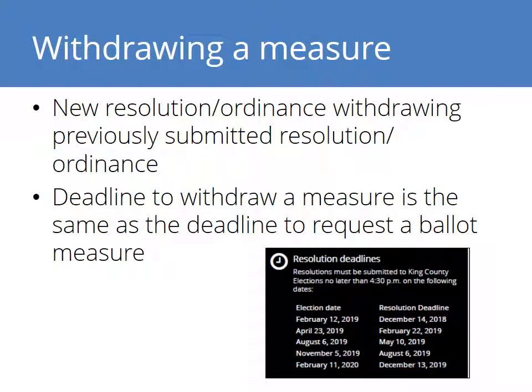No late materials will be accepted. If a jurisdiction submits a resolution or ordinance requesting a ballot measure, but then wishes to withdraw it, they must submit a new resolution or ordinance withdrawing it. A letter from the district's legal counsel is not sufficient. The deadline to withdraw a resolution or ordinance is the same as the deadline to request a measure. Again, all materials must be received no later than 4:30 p.m. on the due date. Postmarks do not count. No late materials will be accepted.